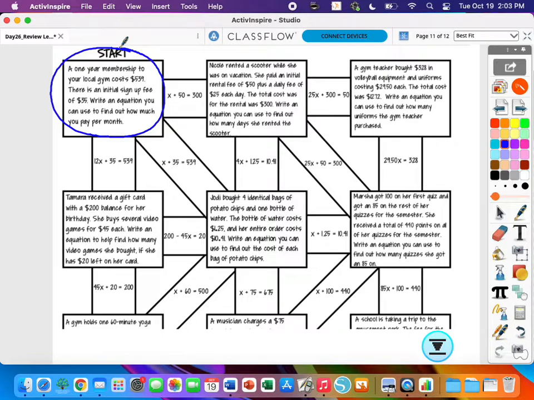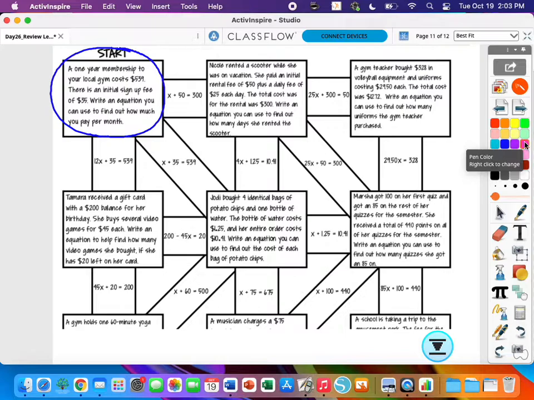It says a one-year membership to your local gym costs $539. There is an initial sign-up fee of $35. Write an equation you can use to find out how much you pay per month. All right, so that's your question. We are given 3 opportunities to decide which one is the equation for that. It's either going to be x plus 50 equals 300, x plus 35 equals 539, or 12x plus 35 equals 539.